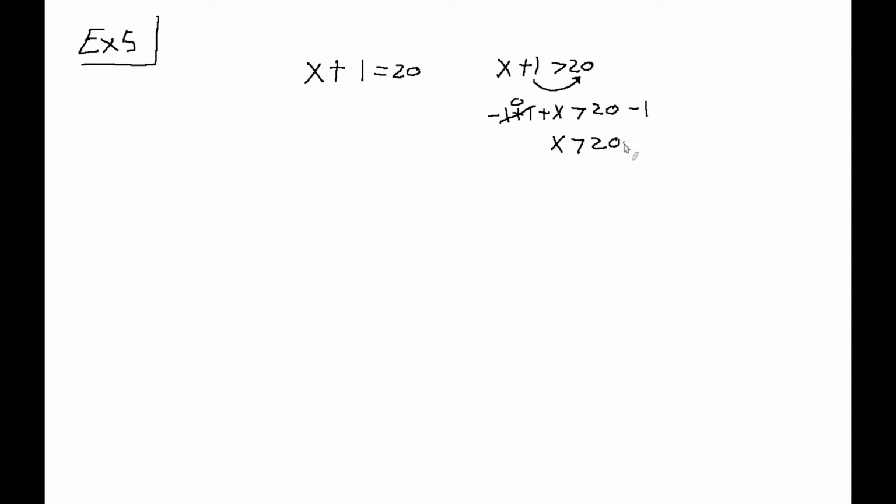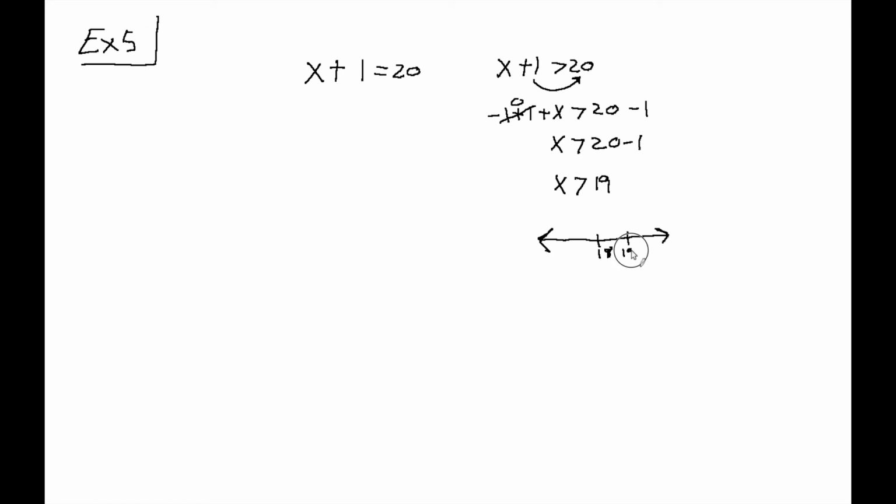Let's move on to number 5. X plus 1 equals 20, or we can have x plus 1 is greater than 20. We just solve it just like a regular equation by isolating the x. Let's move the 1 over, so let's subtract 1 on each side. So we get -1 plus 1 plus x is greater than 20 minus 1. So you get x is greater than 20 minus 1. So you get x is greater than 19.